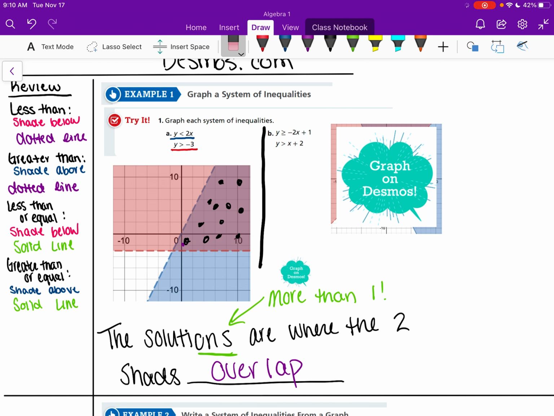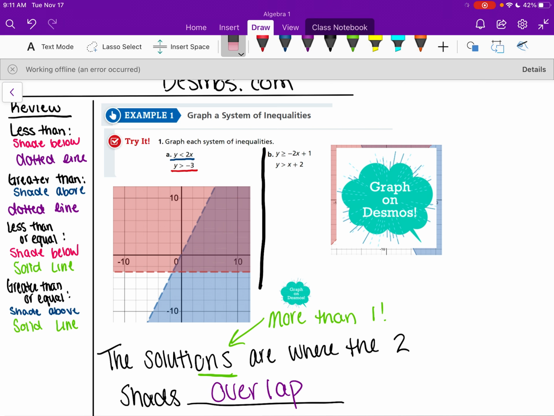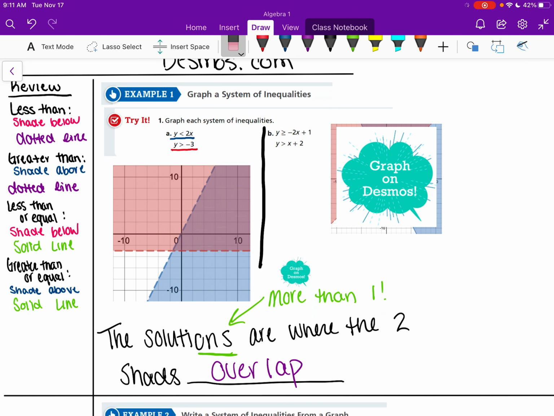So you guys go ahead and go to Desmos and graph part B and just see what it looks like. Y is greater than or equal to -2x plus 1, and y is greater than x plus 2. You guys graph that. You can do it. Go to Desmos, graph those two things. All right, let's look at them.